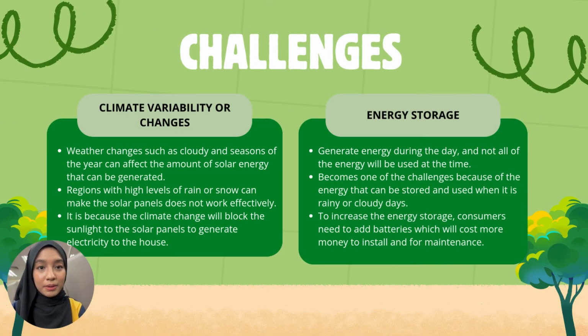Next, I will talk about some of the potential challenges of solar panels. One of the challenges is climate variability or changes. Weather changes such as cloudy conditions and seasons of the year can affect the amount of solar energy that can be generated. Regions with high levels of rain or snow can make solar panels not work effectively. It is because the climate will block the sunlight from reaching the solar panels to generate electricity for the houses.